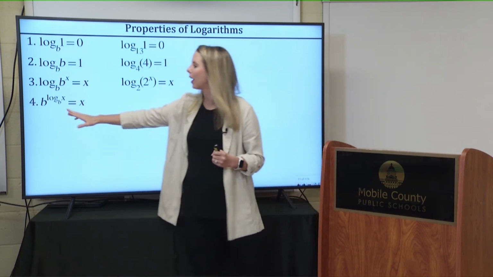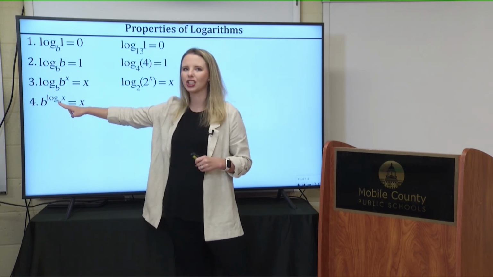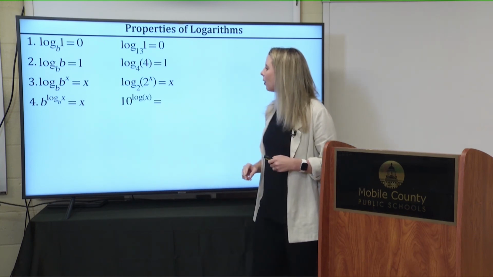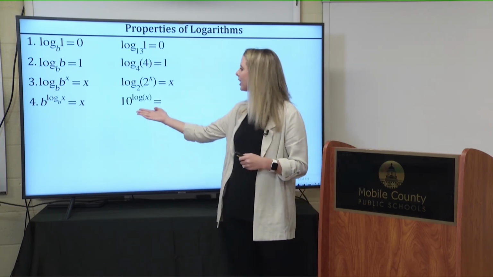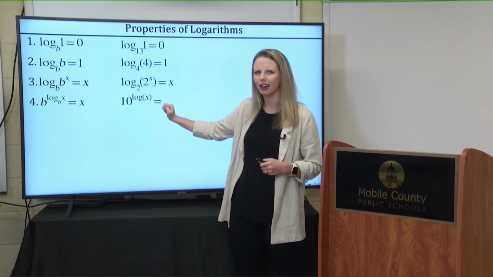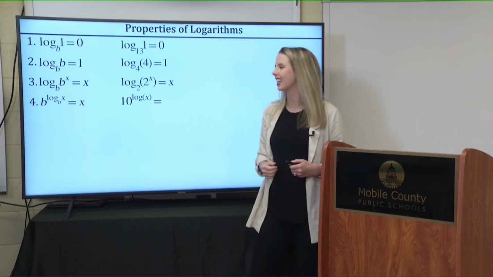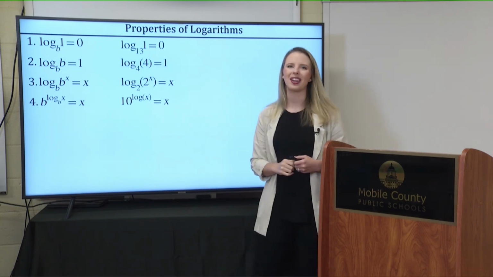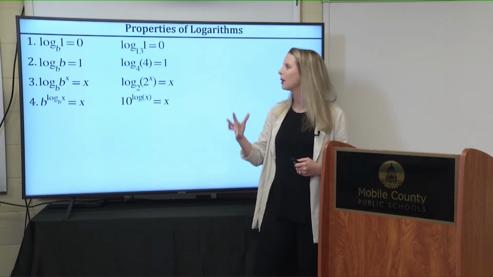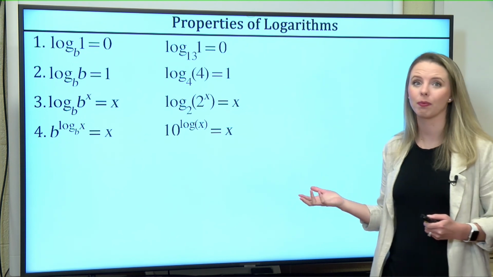And finally, b being raised to log base b of x equals x. Whenever the base of our exponential function and the base of our log match, we know that it's going to equal what we were taking the log of. So that would look like this. 10 raised to log of x. What's the base right there? We don't see a base. Right, we understand that it's 10. So we know that that's going to equal x. So those are some basic properties that simplify to more of a single answer.